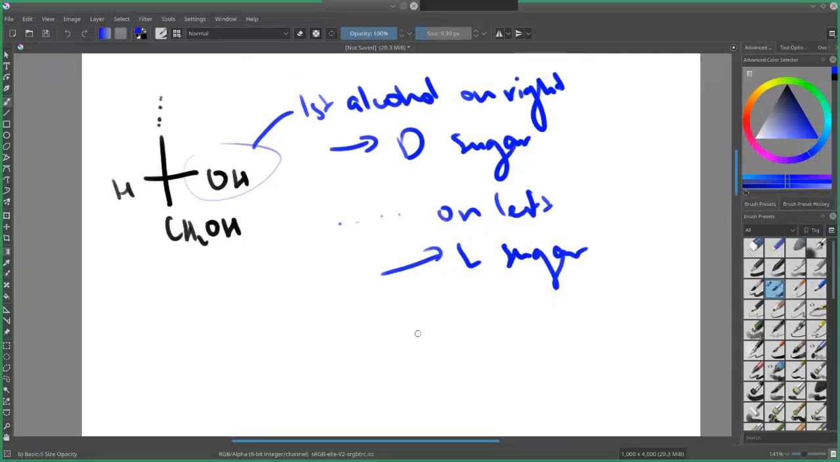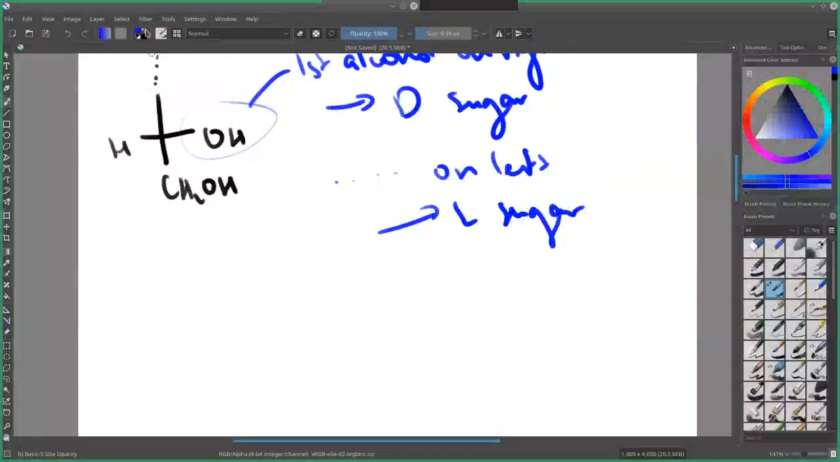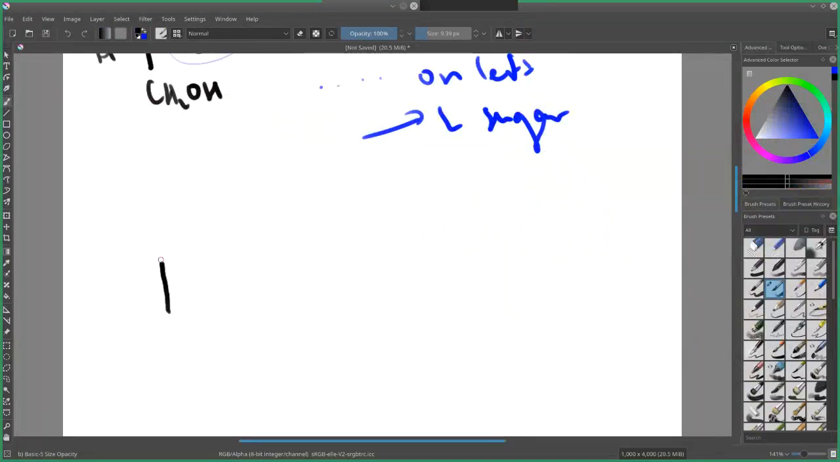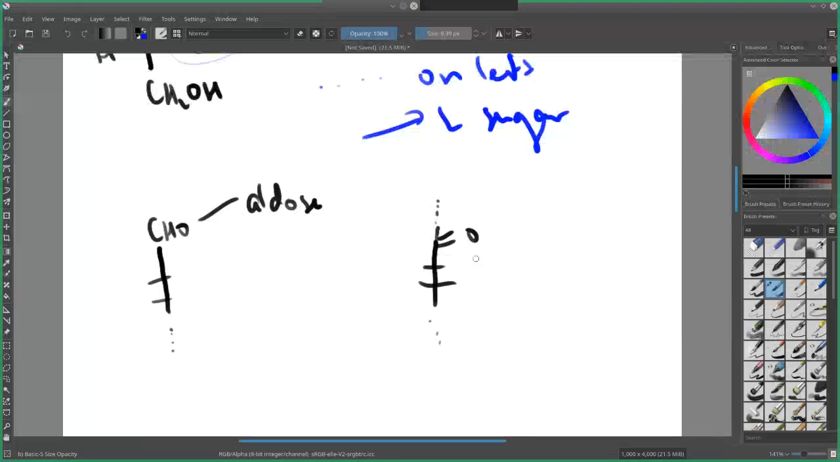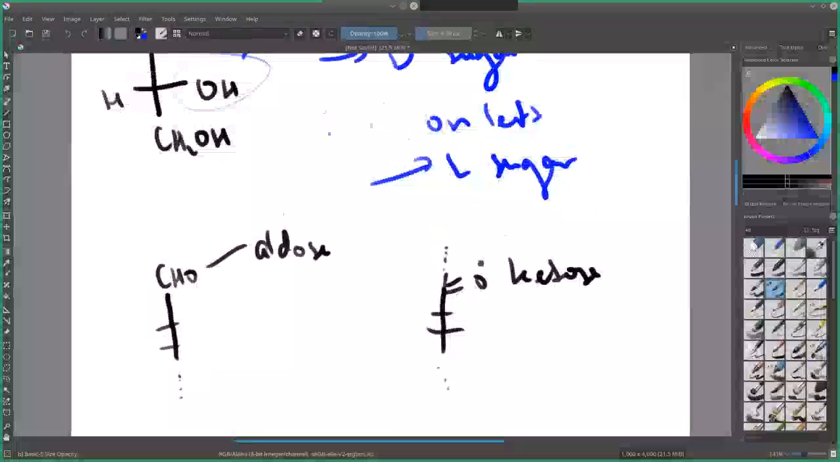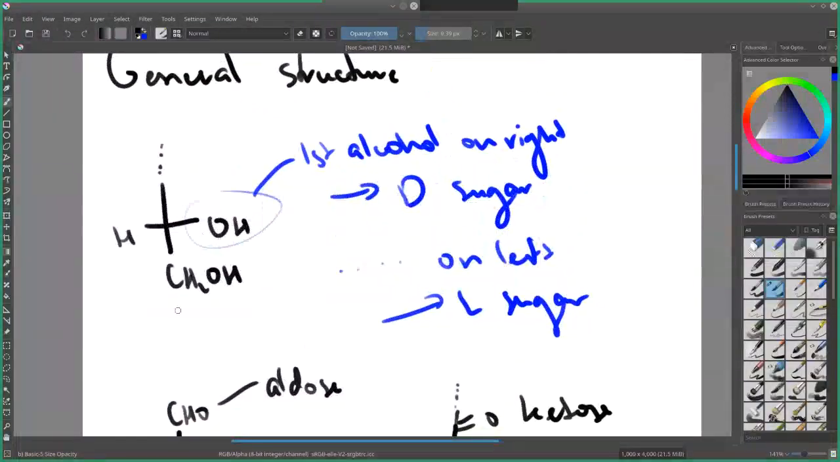Okay? And from there, there's a whole bunch of stuff in the chain above. But what really matters is at the top, either we have CHO, so this is an aldose or aldehyde, or we can have an O, like a C double bond O in the middle, and then this would be a ketose. Okay? So this alcohol is always at the bottom.